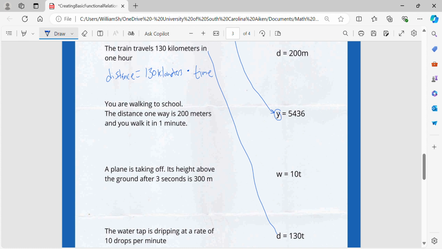That's what T stands for. So our distance equals 130 kilometers times the time that we have traveled. Okay, so that's our formula that matches that scenario.